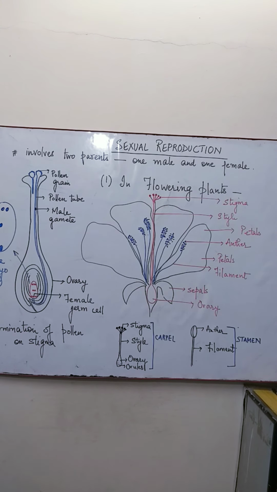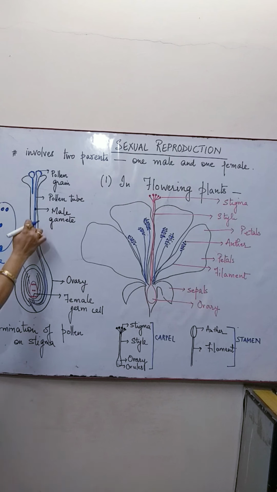So over here, as you can see in this diagram, the pollen grains are there, and from the pollen grains, the male gamete is released, and it is carried by the pollen tube, which is shown as the blue tube over here. It travels through the style. Now, as I told you, this structure is the style. So, it travels through the style and reaches the ovule, that is, the ovary at the end.